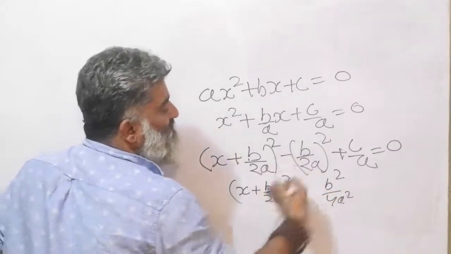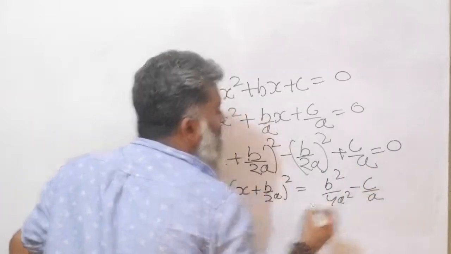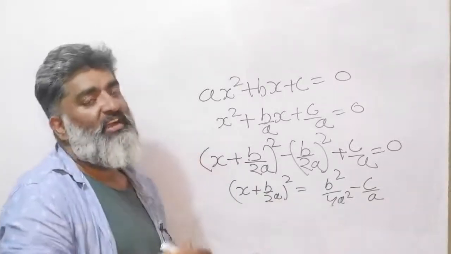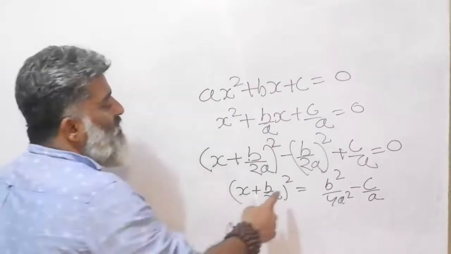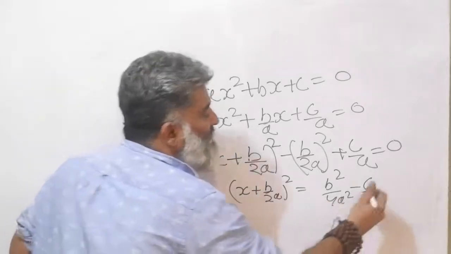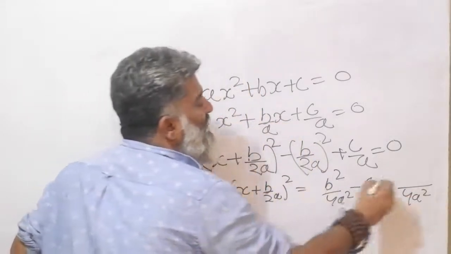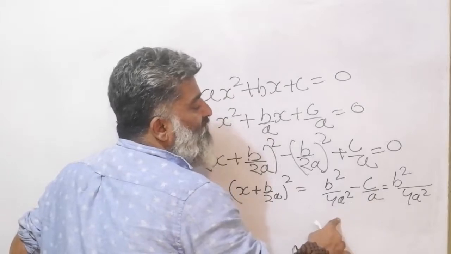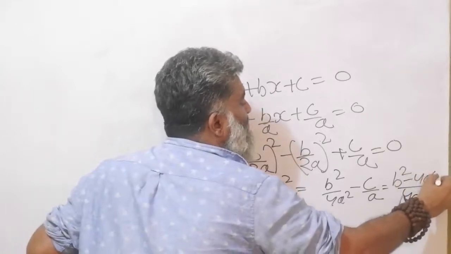I removed the minus sign because I shifted it to the other side, and I'll have a minus c by a. Some of you might already be getting excited, because it is now looking like that very famous root standard formula, right? So I have this on left hand side, this on right hand side. Let me simplify this further. My denominator will be 4a square and my numerator will be b square. A into what gives you 4a square? A into 4a gives you 4a square.